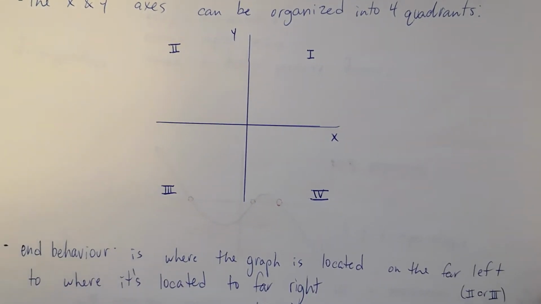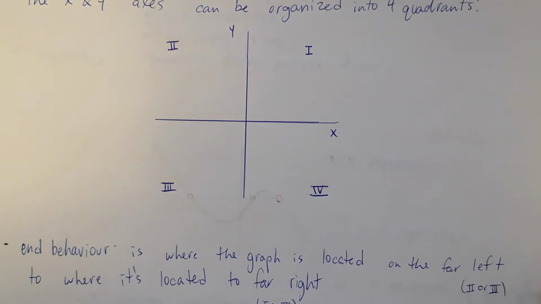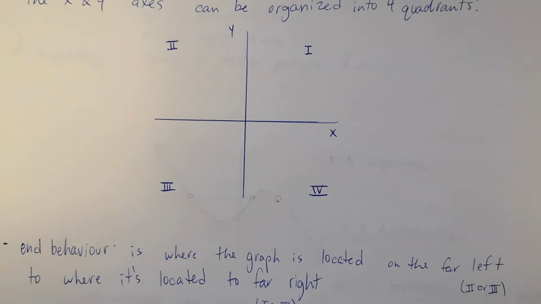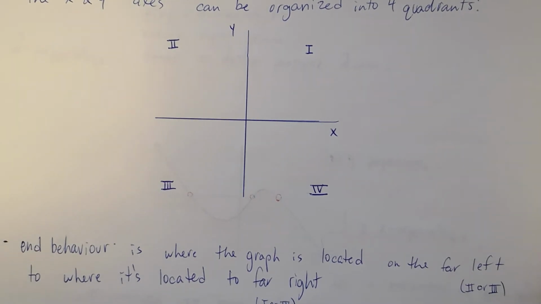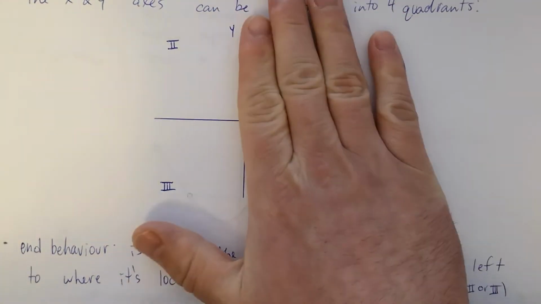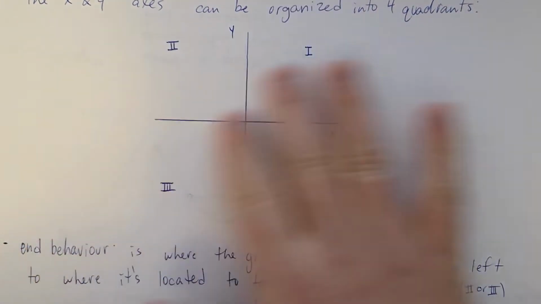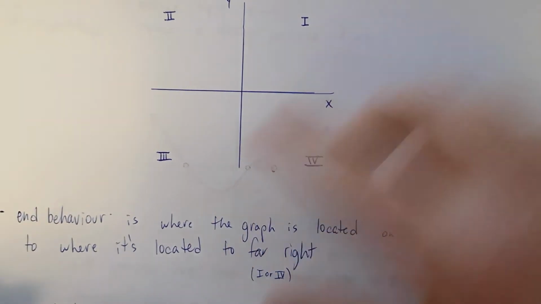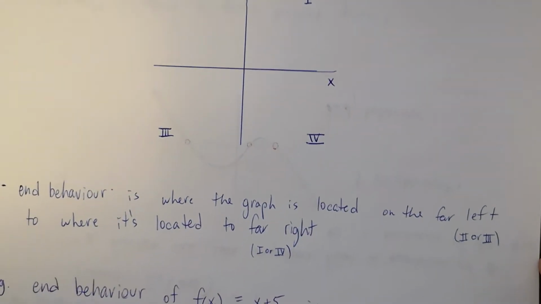Now, end behavior is where the graph is located on the far left. So like really far this way on the graph. I'm going to sketch one soon. It's when x is like a very high negative number. And it always starts in quadrant 2 or 3, the ones on the left. Okay, and then it progresses somewhere over here, which is 1 or 4. Okay, so I've got an example here.